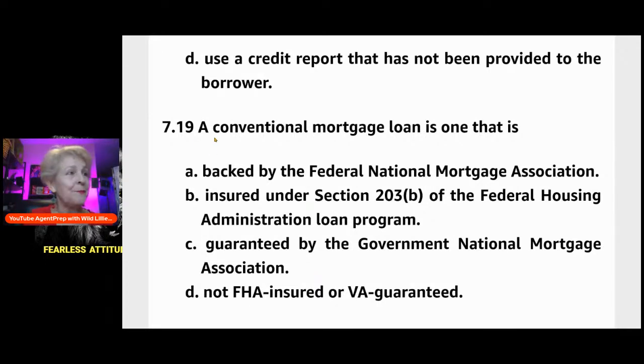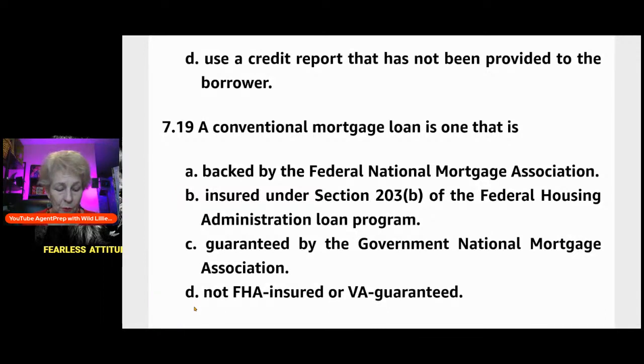It has happened. Number 19, a conventional mortgage loan. What kind of mortgage loan? Conventional mortgage loan. So a lot of these are vocabulary. That's why I stress study vocabulary every day. So a conventional mortgage loan is one that is what? A, backed by the Federal National Mortgage Association. B, insured under Section 203B of the Federal Housing Administration Loan Program. C, guaranteed by the Government National Mortgage Association. Or D, not FHA insured or VA guaranteed.